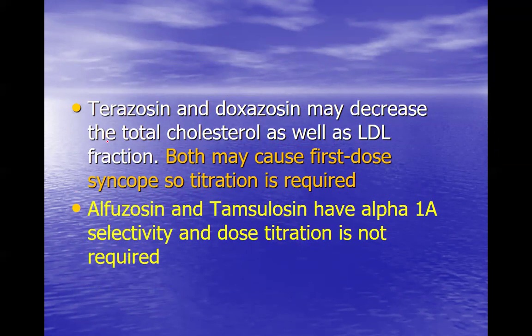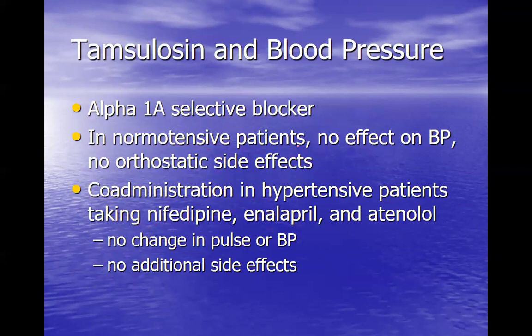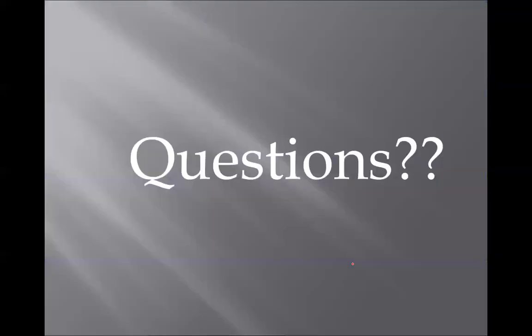Terazosin and doxazosin may further decrease the total cholesterol as well as the LDL fraction, and they cause first dose syncope, so titration is required. Alfuzosin and tamsulosin are selective alpha-1A blockers, and in this case, dose titration is not required. Now, what happens if we give tamsulosin? If it is given in a normotensive patient, it does not have any effect on the BP, and it has no orthostatic side effect. It can be combined with nifedipine, enalapril, and atenolol. There is no change in the pulse, and no additional side effects associated with this drug.